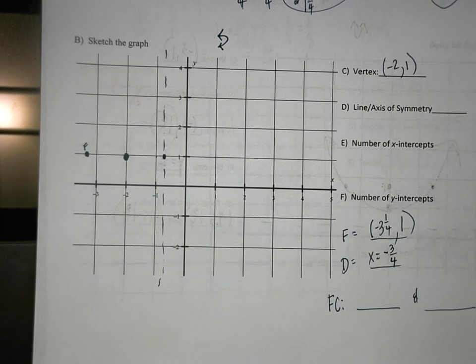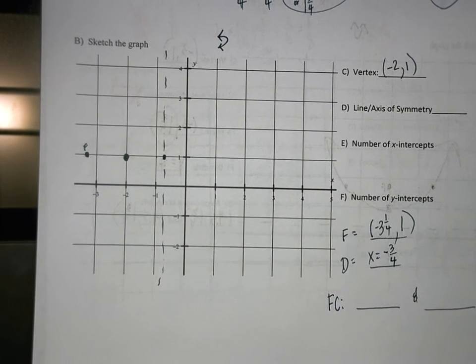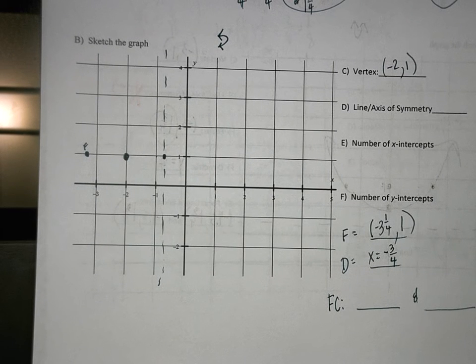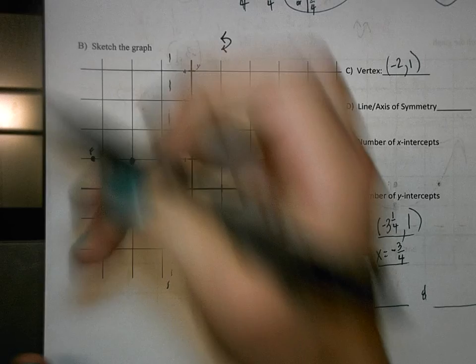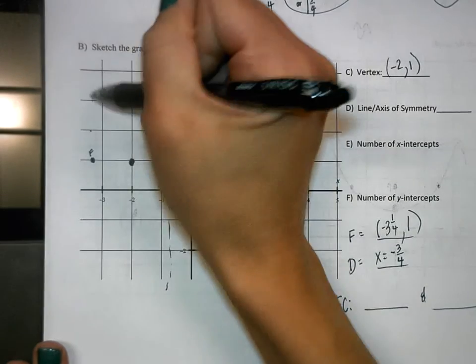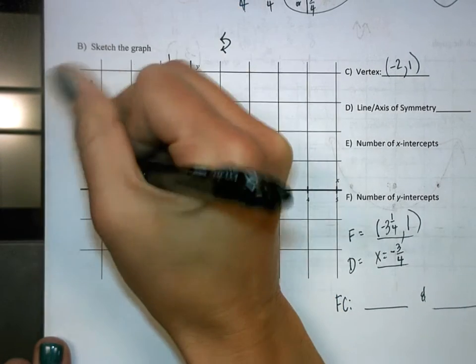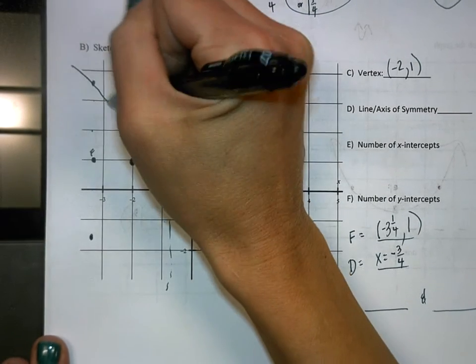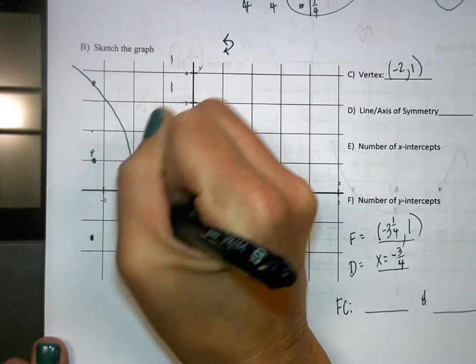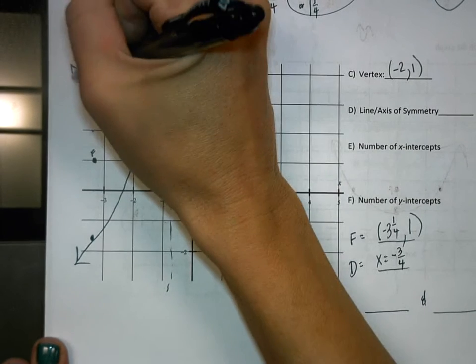Okay, next we'll do our focal chord endpoints. And so we found that 2C was 2.5, so I'm going to go up and down 2.5 from my F. So 1, 2.5, and then down 1, 2.5. So then I can draw my parabola. Okay, what are those values on there?